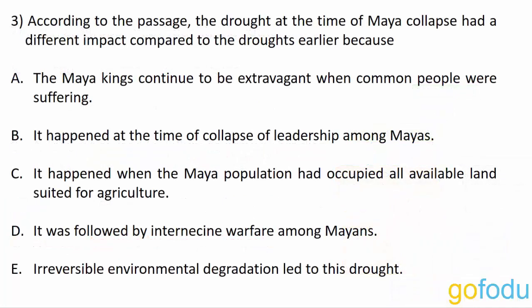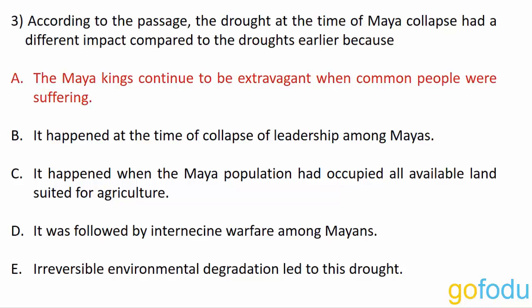Third question. According to the passage, the drought at the time of Maya collapse had a different impact compared to the droughts earlier because we included this under the reason of climate change. The para says, in this drought, the landscape was fully occupied. Earlier, people used to move out from drought-affected regions to other places, but this time there was no place left to go, as the landscape was fully occupied. Let's find a matching option.